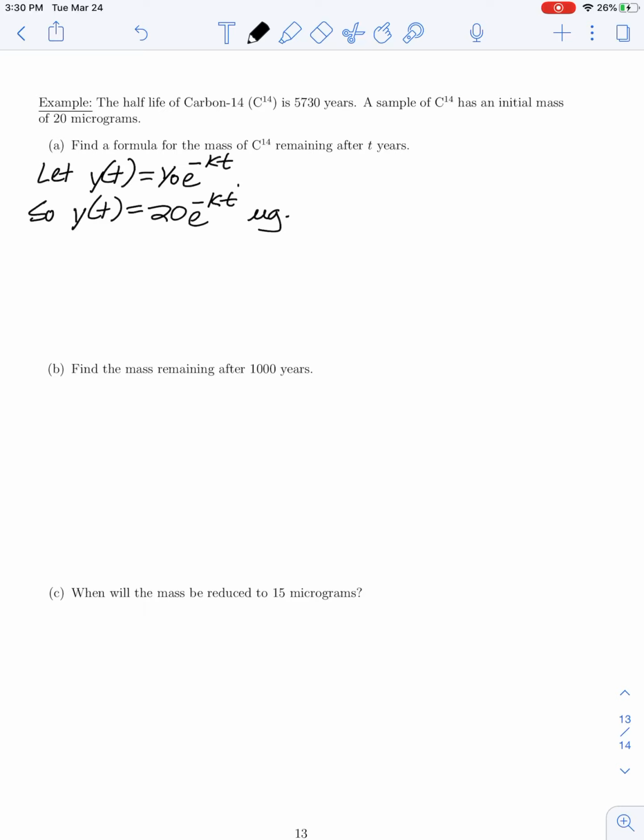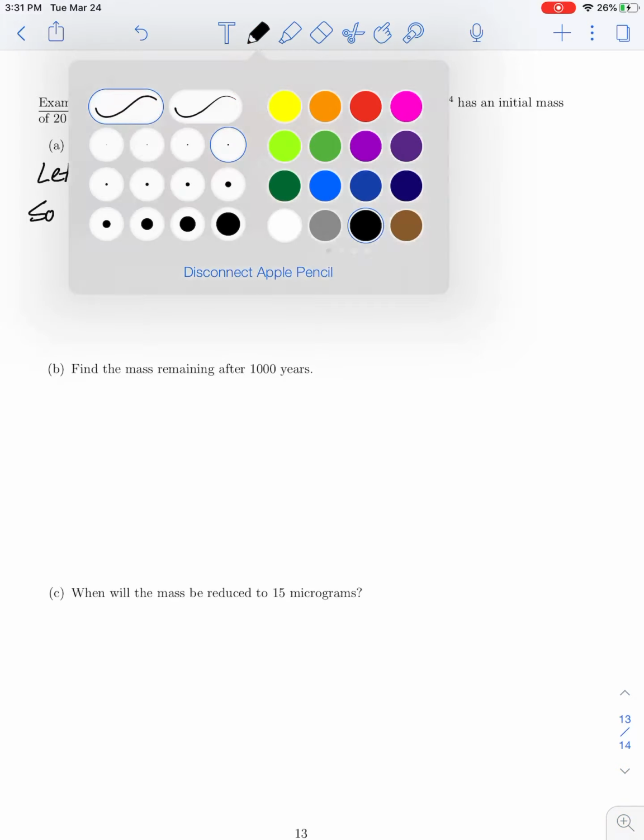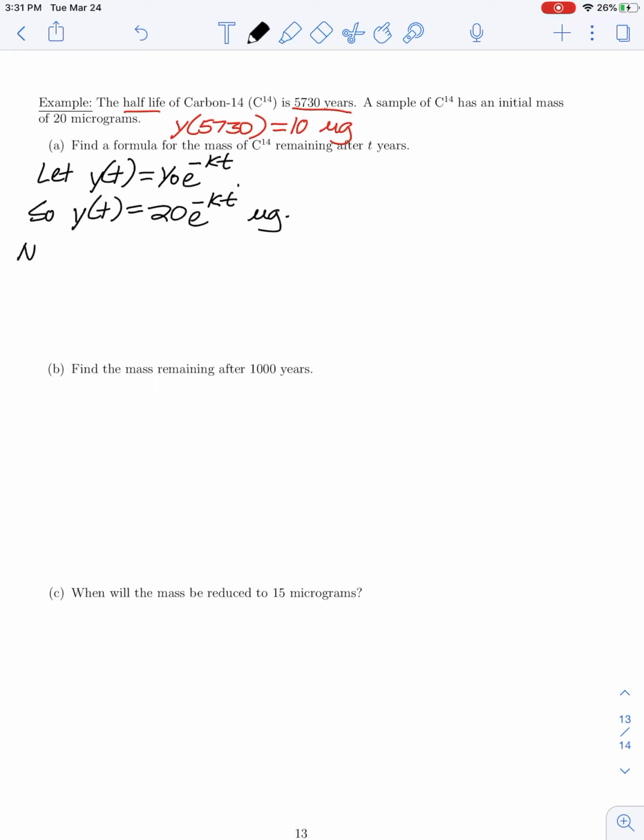So we still need to solve for the constant k, our decay rate, and in order to do this, we can make use of the information we're given about the half-life. Here we were told that the half-life of this substance is 5,730 years, which means that after 5,730 years, we will be left with half of what we started with, or 10 micrograms. So using that condition, let's see what we have for k.